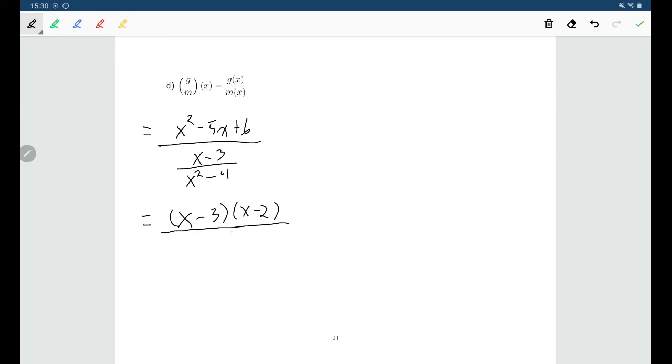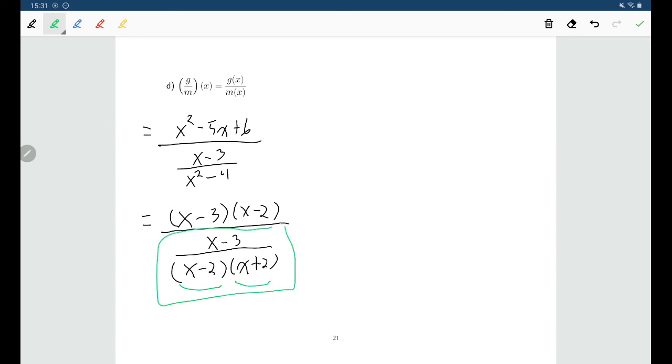But for m, there's two problems. M as it's originally defined would be undefined when x is 2 or negative 2. That would make that 0 or that 0, which would make this little fraction undefined. But we also have a problem of x being 3. If x was 3, then that would make that 0, which would make this whole expression 0, which makes the denominator of this big fraction 0, which also makes things undefined.